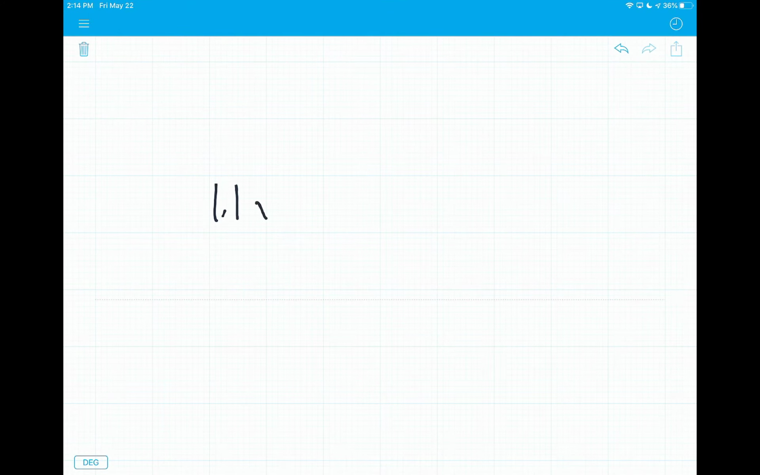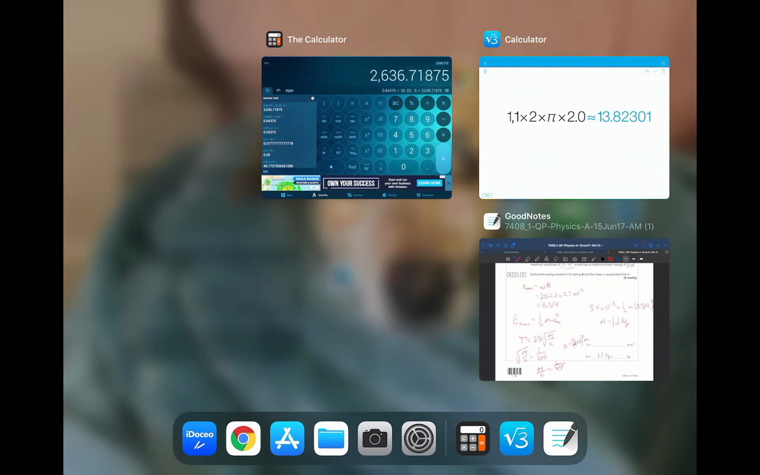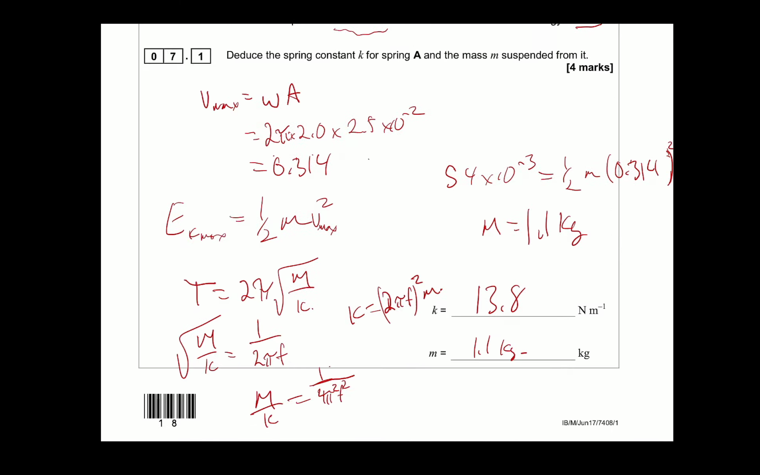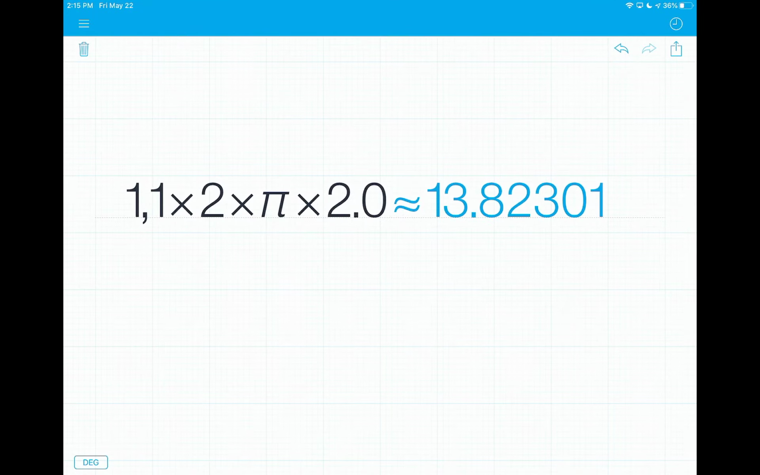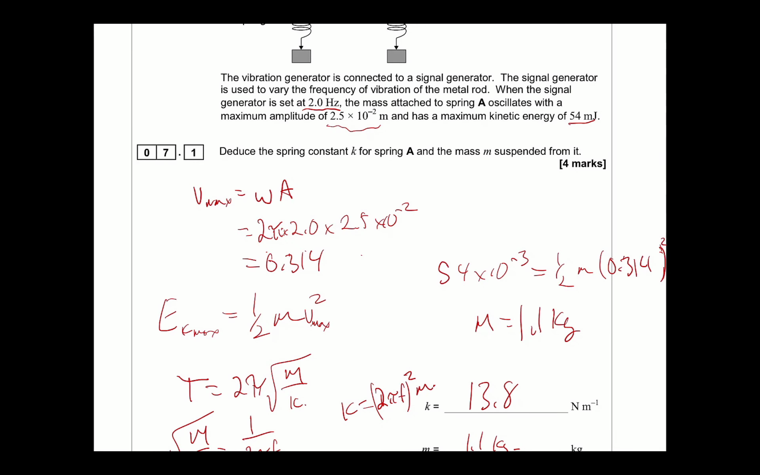So 1.1 times 2 times pi times 2, 13.8 newtons per kilogram. And again, where am I off? What have I done wrong? Ugh, I'm an idiot. Squared. 173.